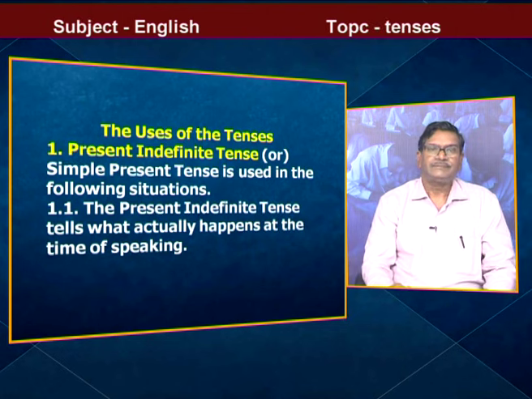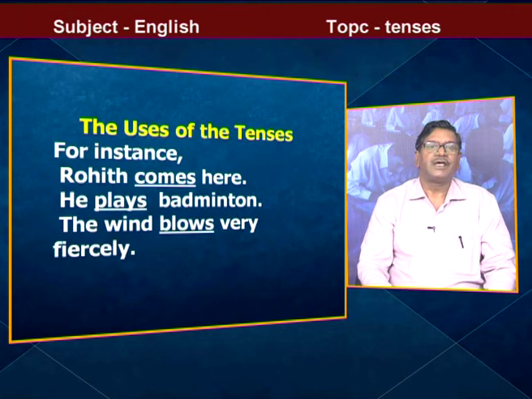Let us see. Present indefinite tense or simple present tense, it is used in these situations. Present indefinite tense tells what actually happens at the time of speaking. Rohit comes here. I am waiting for him. He plays badminton. The wind blows very fiercely. The things which happen at the time of speaking. When we are expressing these things, these things are happening. So, these happen at the time of speaking.